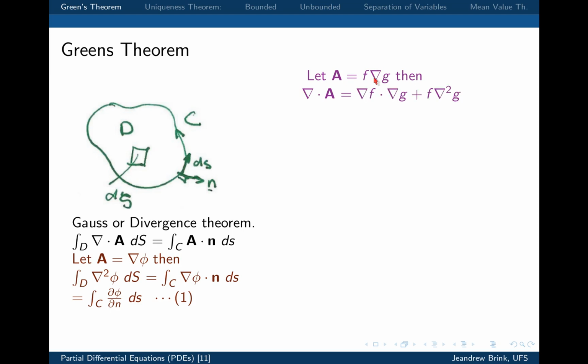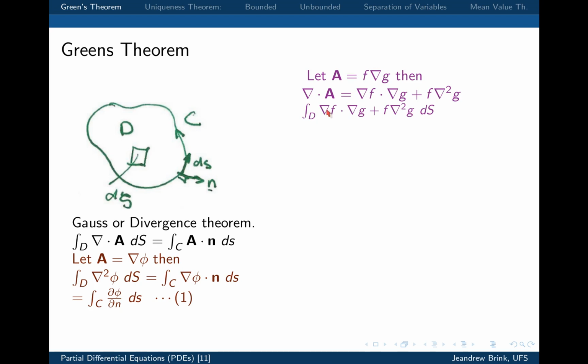So we're going to have that the divergence of A is the gradient of f dotted in with the gradient of g plus f times the Laplacian of g. Okay, so that's just the divergence of A. We then put that into our divergence theorem, and we want to find an expression for this beast.